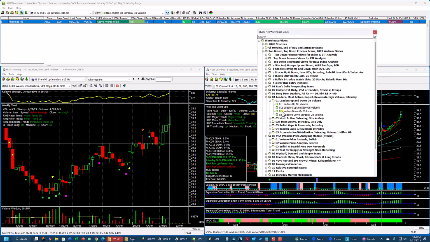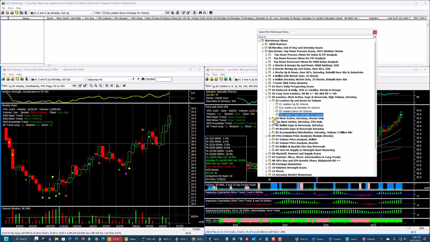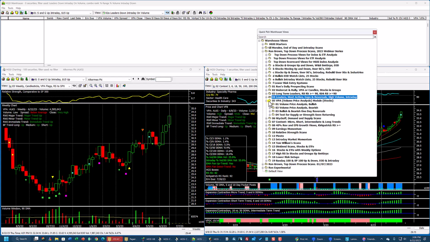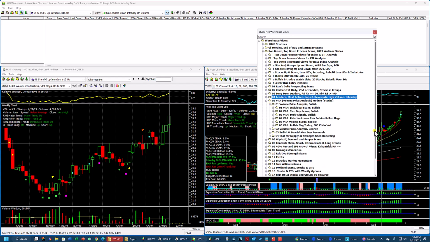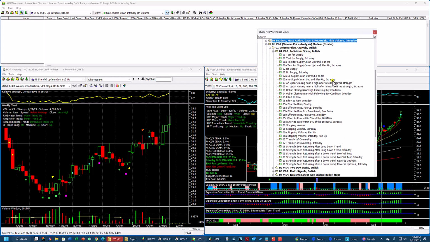Okay, leaders down on volume. These are some of the leaders which were down today or yesterday, but intraday they weren't down. And here's most active. You can just go through these. I'm not going to go through all that, but I want to point out that there's a whole section on volume price analysis. I don't know if any of you have spent time looking through here, but all of the individual scans are in here.